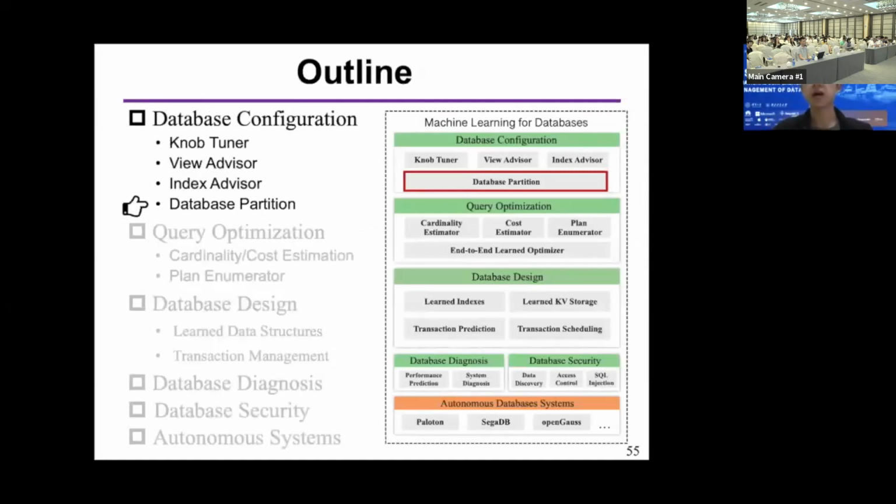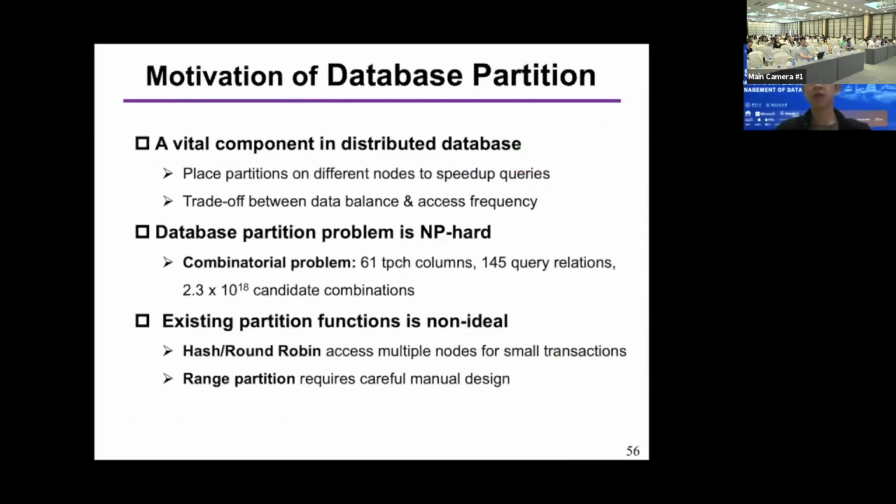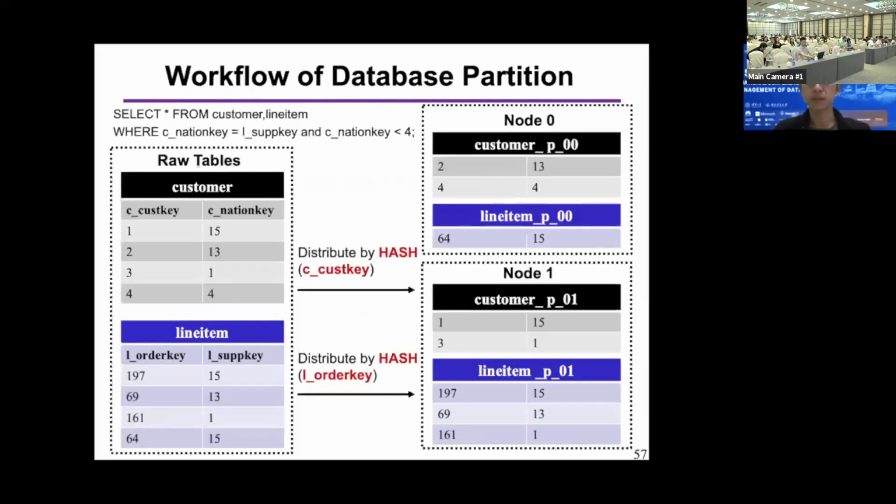Next, we will introduce the database partition on distributed databases. Most existing methods are horizontal partition at the table level. It's extremely important to place different partitions across the nodes to speed up the query execution and balance data distribution. However, database partition is NP-hard. It needs to enumerate many different columns, and the candidate combinations can be very huge. And finally, the existing partition functions like hash or round robin are too simple to process complex transactions, and the range function requires careful manual design.